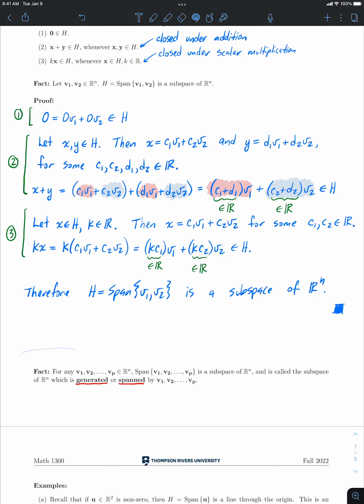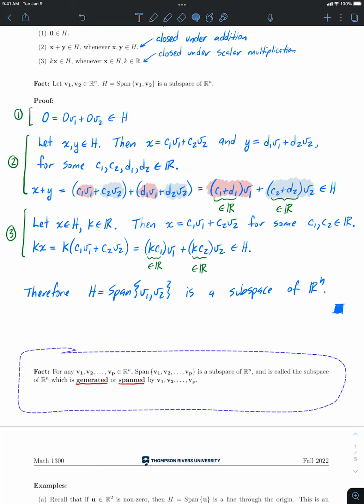So anyways, let's end this video on just a reminder of this fact. If you take some vectors, any vectors, V1 through VP, let's say you index them like that, take their span, the result is going to be a subspace of Rn every time, guaranteed.